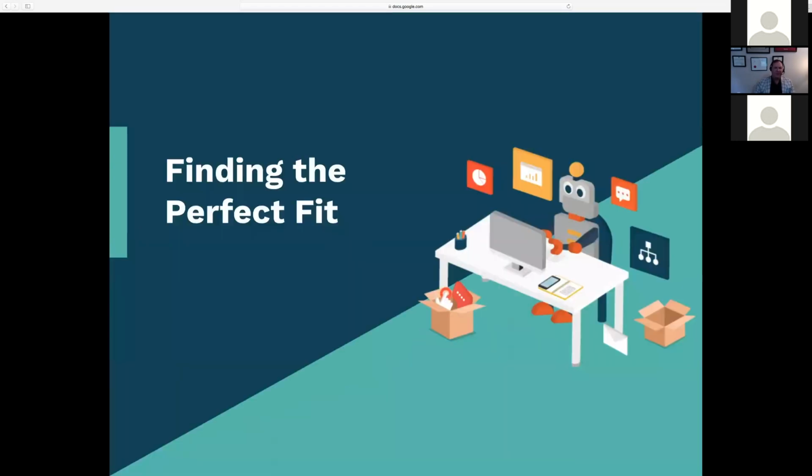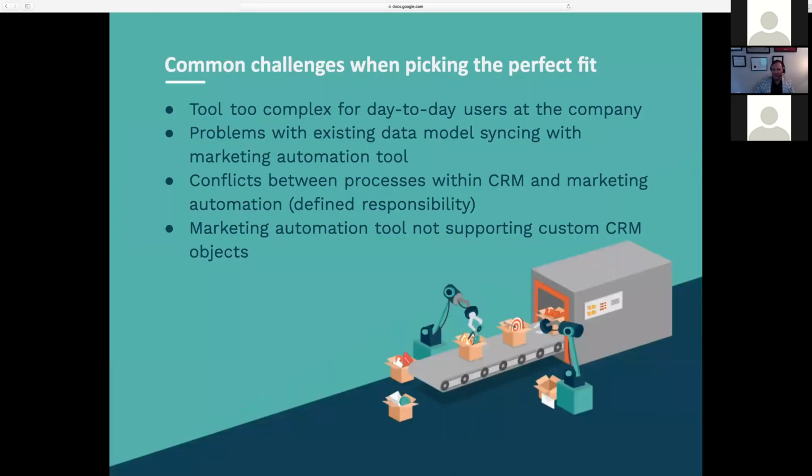So, the next area I want to talk about is finding the perfect fit. We've obviously, as I said, worked with hundreds of clients over the years, and we've seen a few common issues that people run into when they're first sourcing a marketing automation platform. And we just wanted to talk about those because I think they're areas worth thinking about when you're sourcing, and I don't think people are always aware of them or know that they can end up being problems.